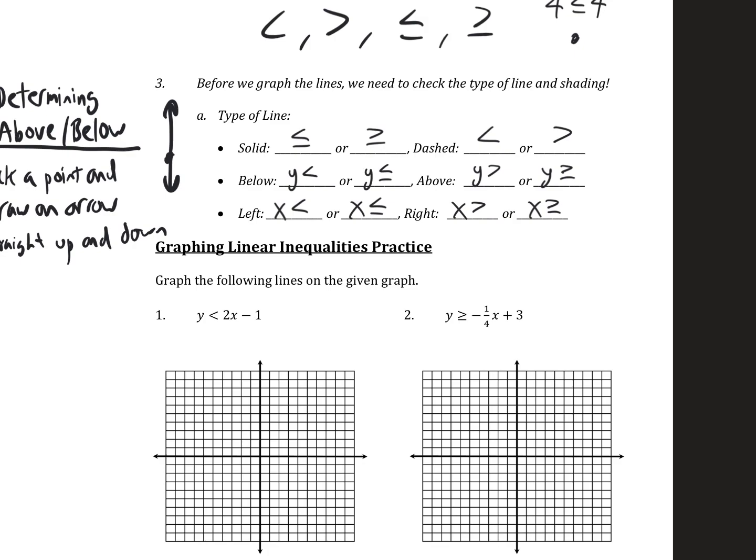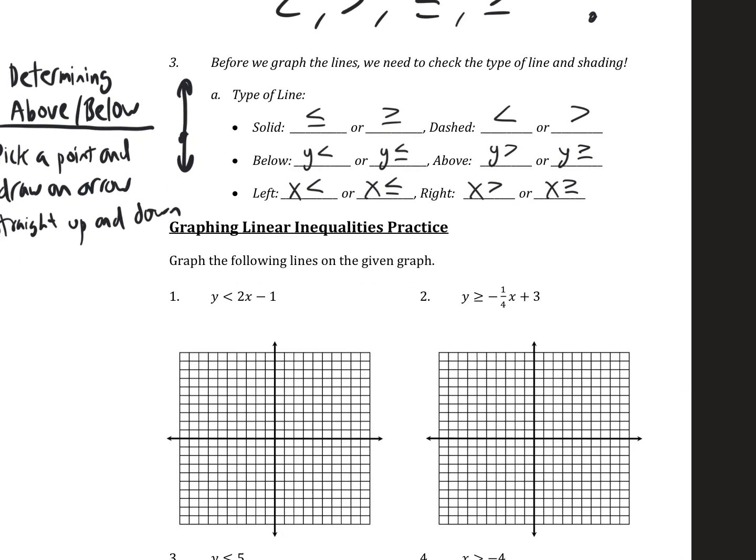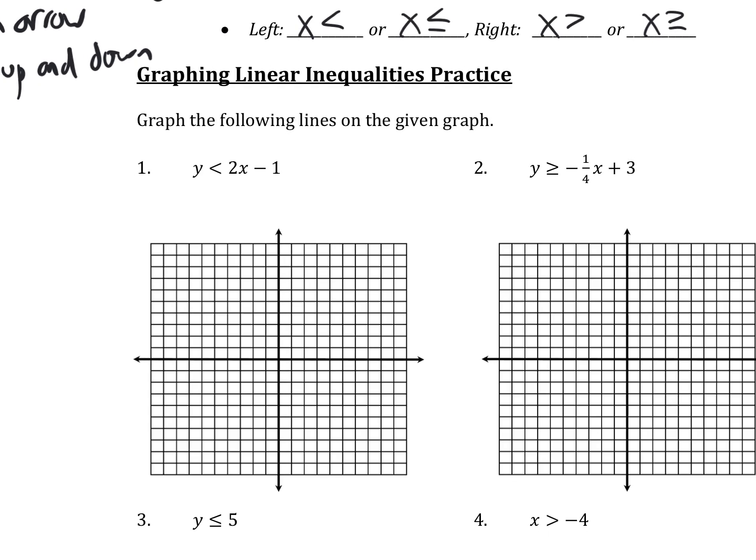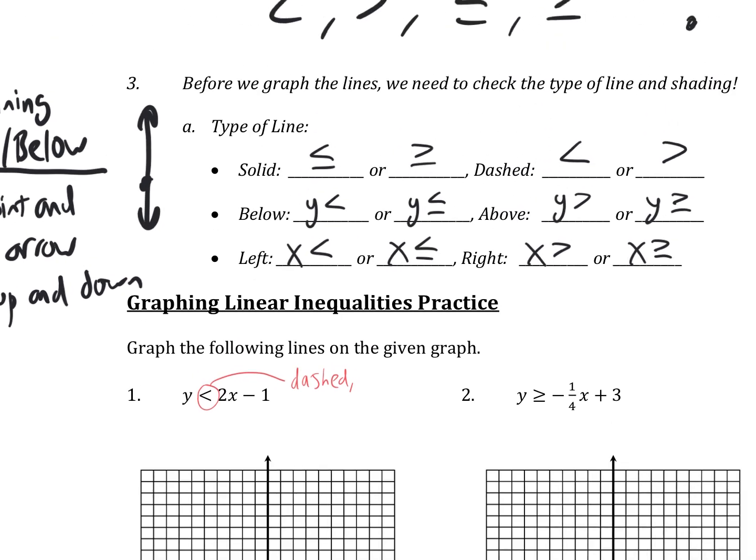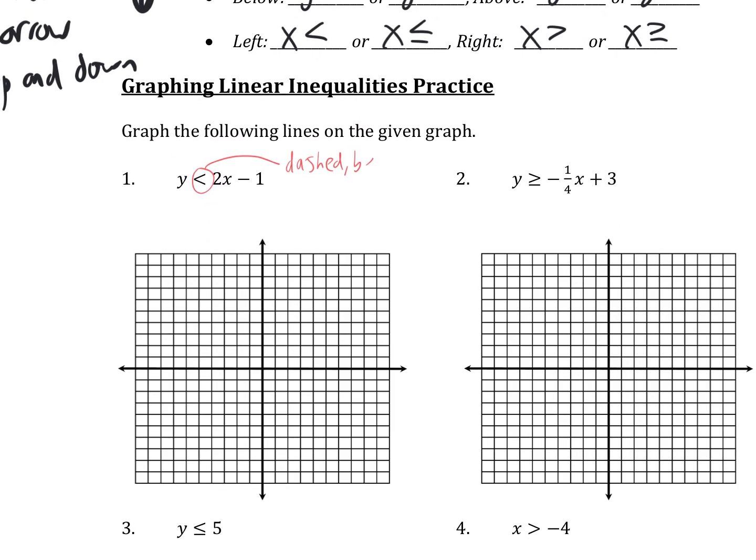Okay, so let's go ahead and do number 1 here. We have y is less than 2x minus 1. The first thing I like to do is get y by itself. It is. So we're going to take this inequality here. It's less than. Is that going to be a solid or a dashed line? It's going to be dashed because it's not equal to. It's solid only if it's equal to. Is it above or below if it's less than? Less than, we want to think below. So we're going to graph the line, use a dashed line, and shade below.